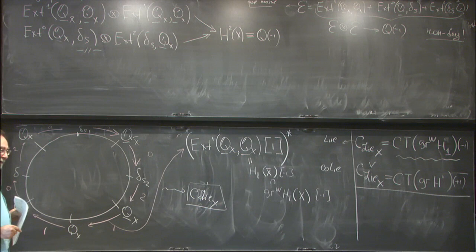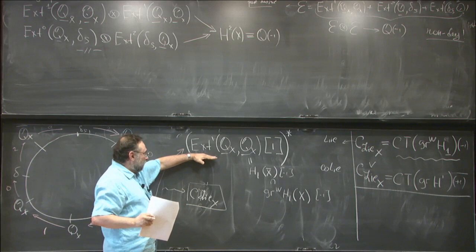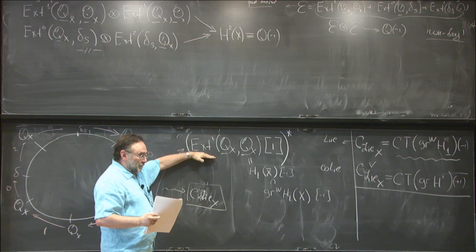I didn't say vector or something. I just said that we get an object of my category, which you can loosely call a vector space. Which category? We get an object in the category of pure motives, or in the Betti realization, it's just a vector space. This one. Okay? All right?